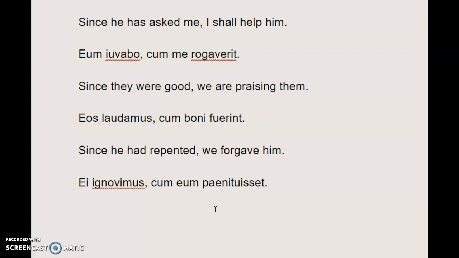And there are three examples. So, example number one, I will help him, primary sequence, iuvabo, prior time, perfect subjunctive. We are praising them, primary sequence, since they were good, prior time, perfect subjunctive. And the final sentence, we forgave him, ignovimus, perfect, secondary sequence. And since he had repented, prior time, pluperfect subjunctive. And that's it.